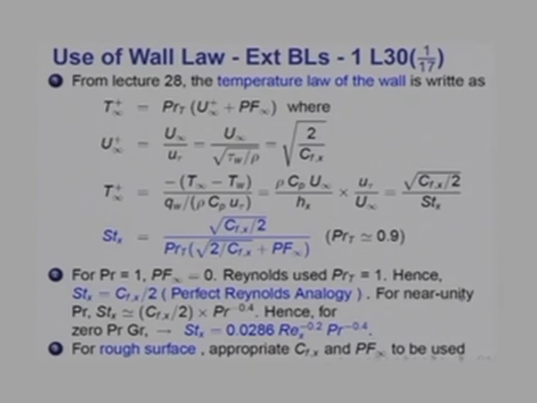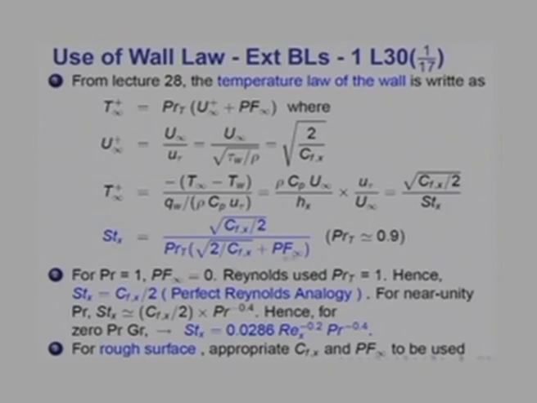From experiments for near unity Prandtl numbers, Stanton x correlates as Cfx by 2 into Prandtl raised to minus 0.4, and hence for zero pressure gradient boundary layer, Stanton x is equal to 0.0286 Reynolds x to the power of minus 0.2, Prandtl to the power of minus 0.1. This was the correlation you use routinely in your undergraduate work, and we have shown that it can be derived from this equation, the temperature law of the wall.